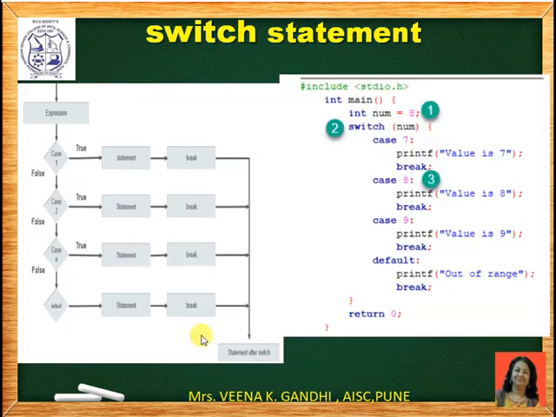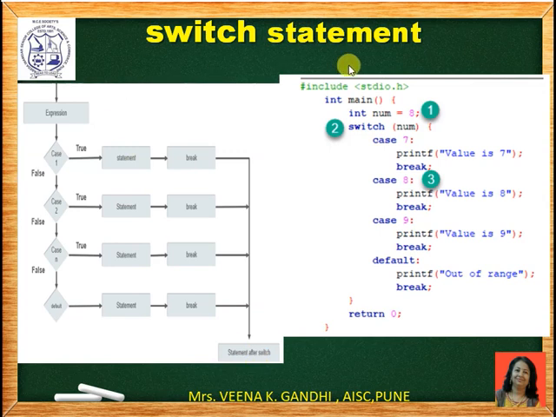Let us see it in a flowchart. Now the expression evaluates to an integral value. If it matches with case 1, then this statement will be executed and after that break is used to exit from the switch block. If case 1 does not match, then check with case 2. If case 2 matches, this part will be executed. If case 2, case 3 do not match, then default will be executed and after that break will be used and it will exit from the switch statement.